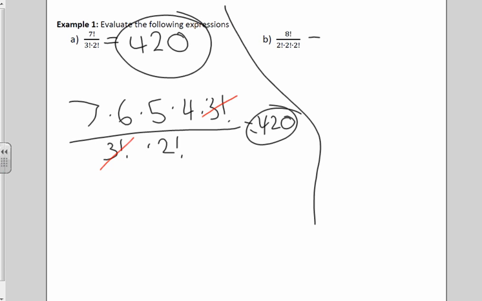For B, what did you guys get? 5,040. So in these examples, if you calculated 8 factorial, it would be a pretty big number. And then because we're dividing by these 2 factorials, we're reducing the number of possibilities, the number of possible outcomes.